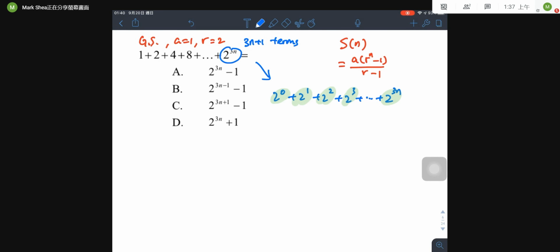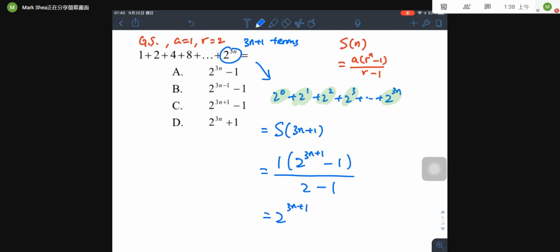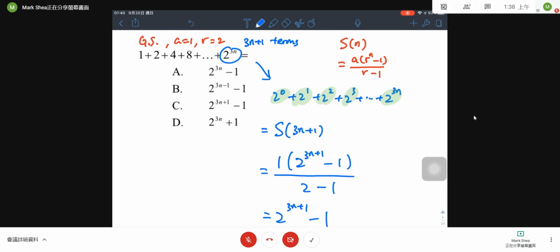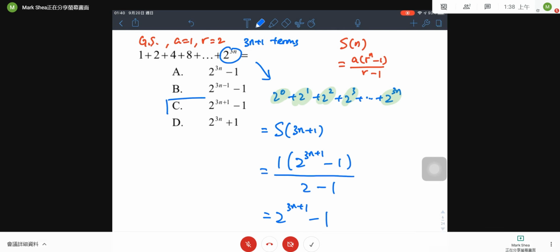So the sum will be S of 3n plus 1. We have 3n plus 1 terms. So the first term is 1, and the common ratio is 2, giving 2 to the power 3n plus 1, minus 1, over the common ratio 2 minus 1. So the answer is 2 to the power 3n plus 1 minus 1. So the key step for this one is for you to count the correct number of terms. So the answer is C. That's all.